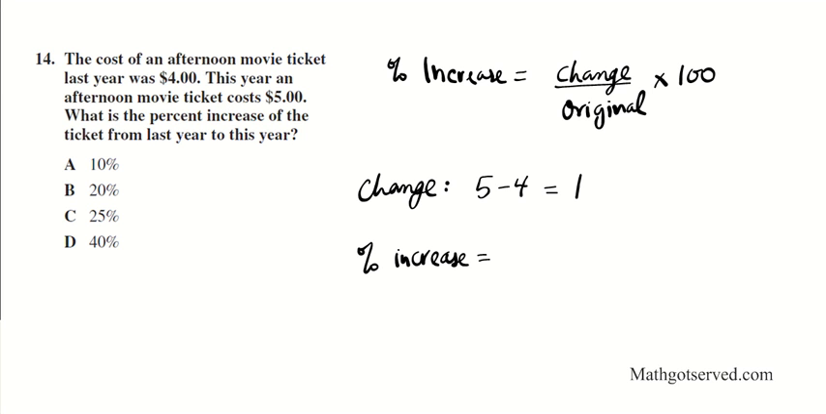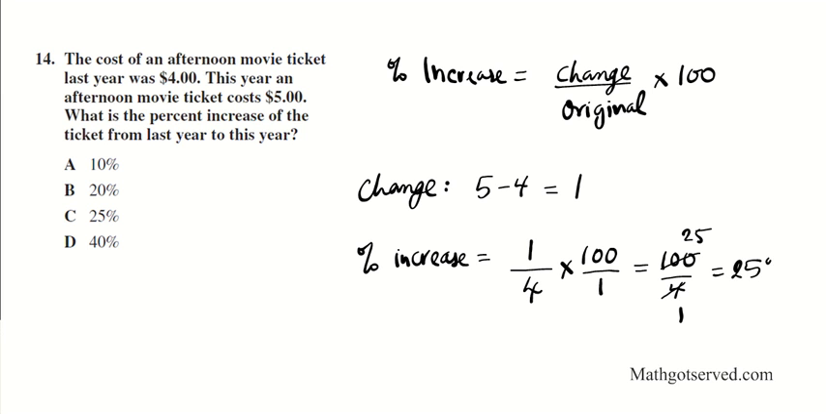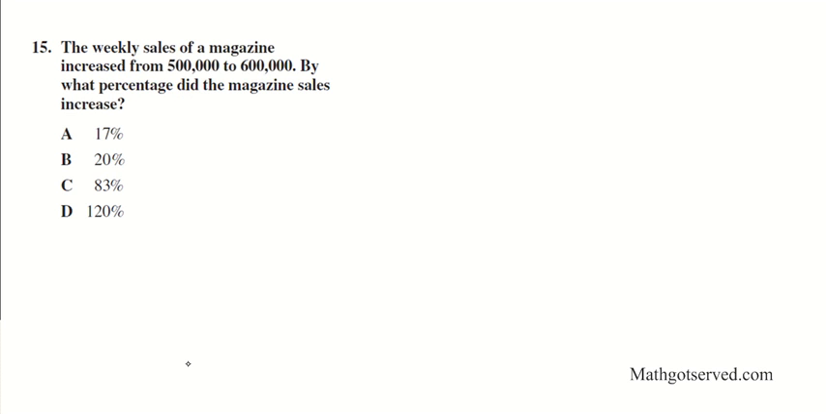$1 is the change, because if we go from 4 to 5, so the percent increase is going to be using the formula, the change, which is 1, divided by the original, which is 4, because that was the original price, times 100. Alright, we multiply across, we can put this 100 over 1. We have 100 divided by 4. And when the 4 goes into 100 25 times, so the answer is 25%. Alright, so the answer to number 14 is C. Alright, let's move on to question 15.